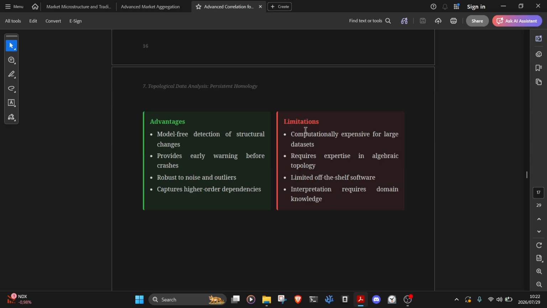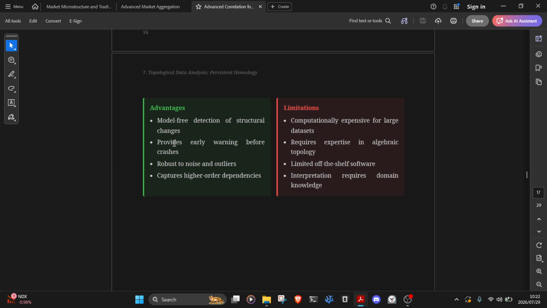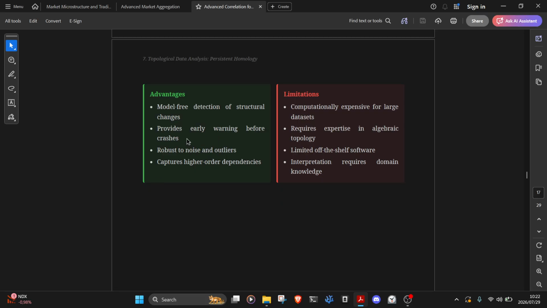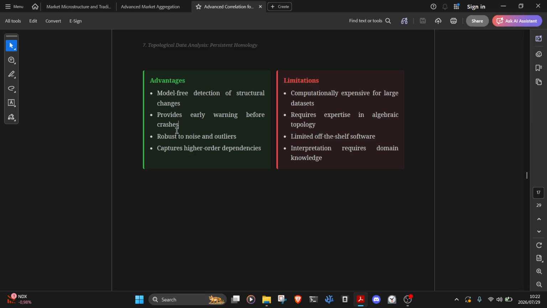And here are some of the advantages and limitations of this type of correlation. The advantage, number one, is model-free detection of structural changes, right? You don't need any parameters or any fitting of data. I don't need to fit a model to data. So the advantage is model-free detection of structural changes. Number two, provides early warning before crashes. How many correlations can you say can give you an early warning before a crash? Not too many. Not too many. So you should have this tool in your quantitative toolkit.